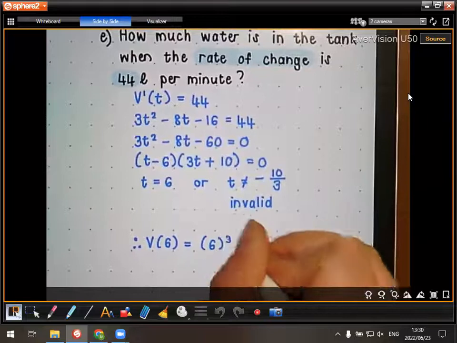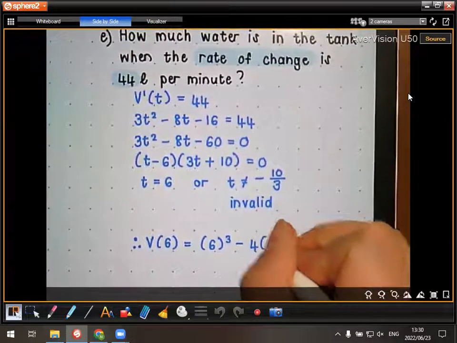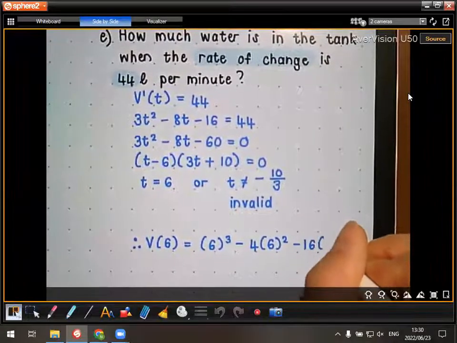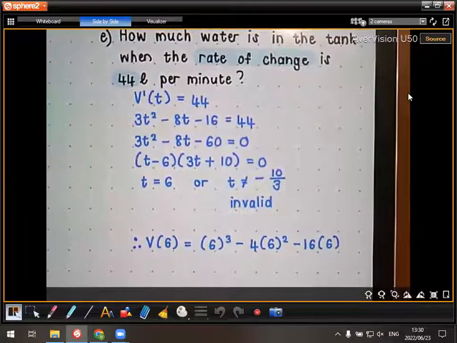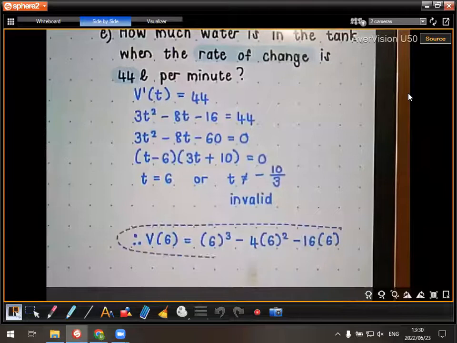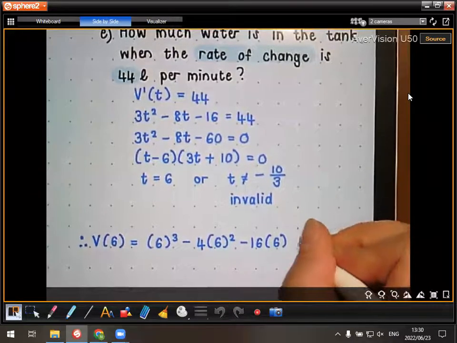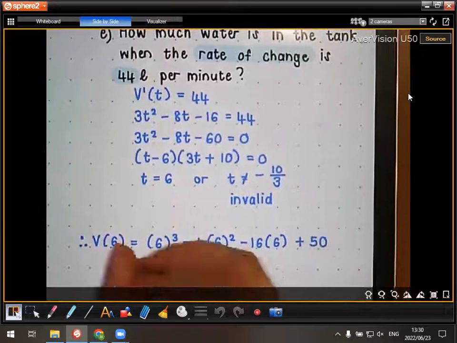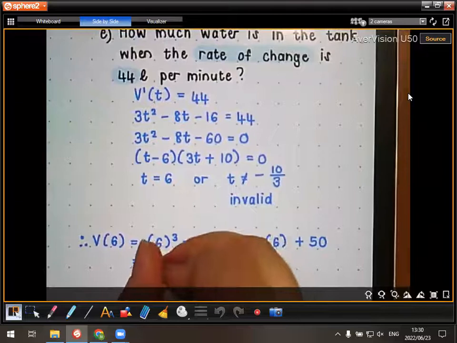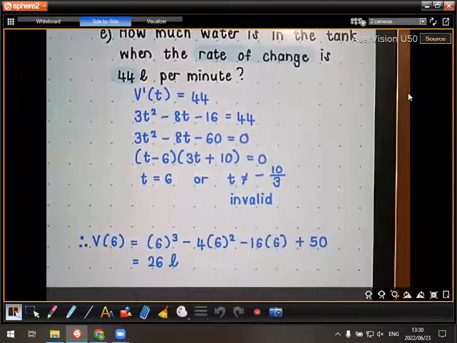All right. So therefore, the volume after 6 minutes is equal to 6 cubed minus, was it 4t squared? 4 times 6 squared minus 16 times 6, and then plus 50. Run out of space here. Let me just move this across a bit. Plus 50, and then we can just work out what that would be. 26. Thank you. 26, and the volume is liters.